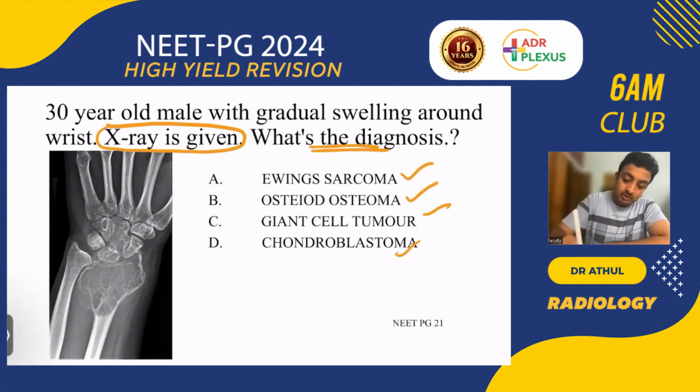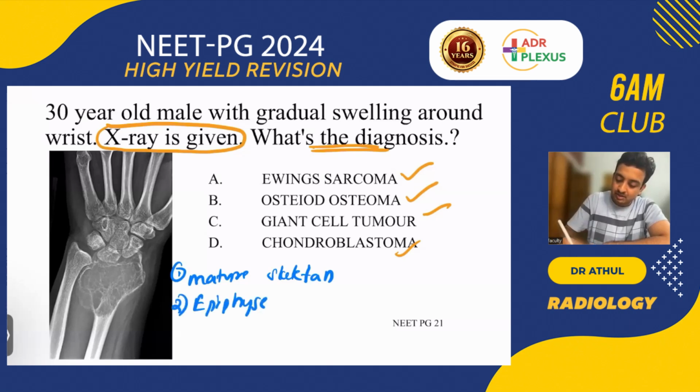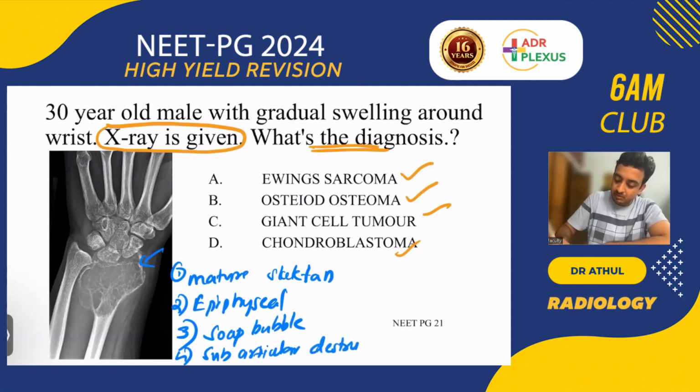So I will tell from the points. First point is mature skeleton, that is more than 20 years. GCT occurs in a mature skeleton. Second, it is an epiphyseal lesion. Third point, soap bubble appearance. And fourth point, subarticular destruction. So these are the 4 points that you should remember about the giant cell tumor.